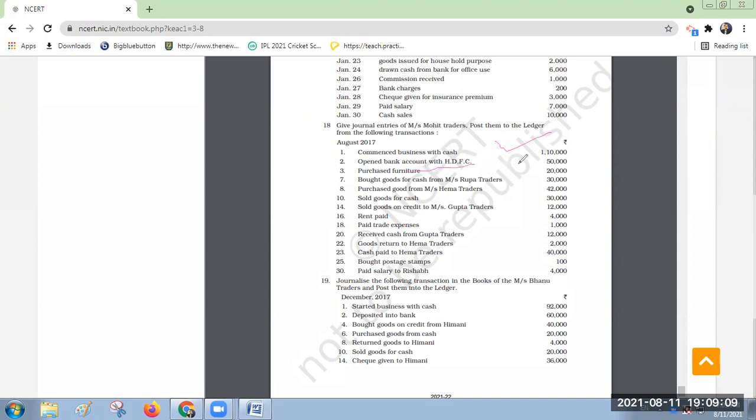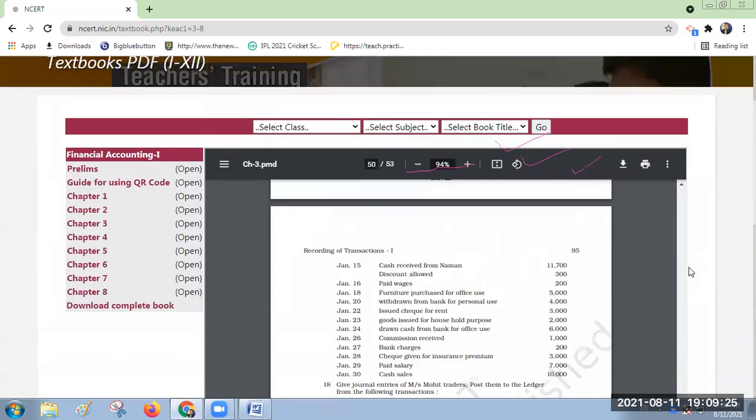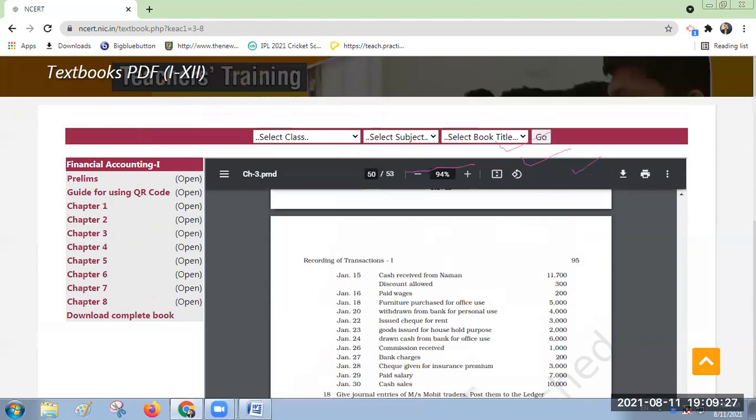Opened bank account with HDFC. Bank account debtor to cash account. Okay, purchased furniture. Furniture account debtor to cash account. Very good. Next. What is the journal entry next?